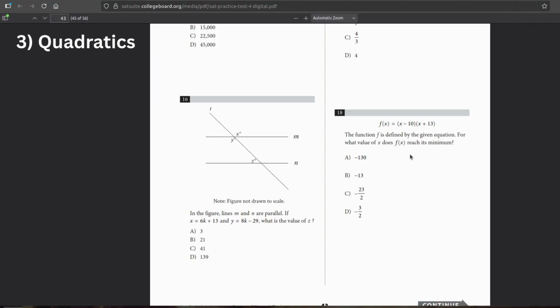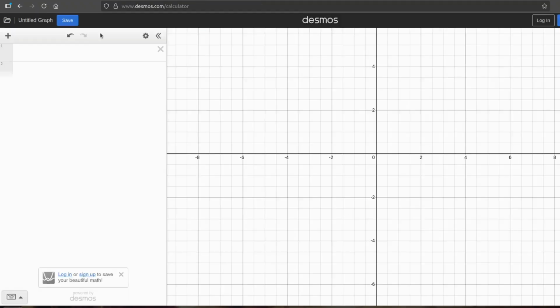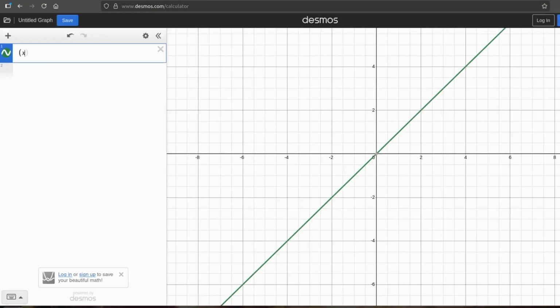The next kind of question that Desmos is amazing for is quadratics. Like if you get a straight quadratic question like this, you should be licking your chops because these are cake with Desmos. So we have this equation. It asks when it reaches its minimum. You could go, oh, I'm gonna FOIL it, and then I'm gonna find the axis of symmetry, blah blah blah. All you gotta do is literally just type this in Desmos as it comes.